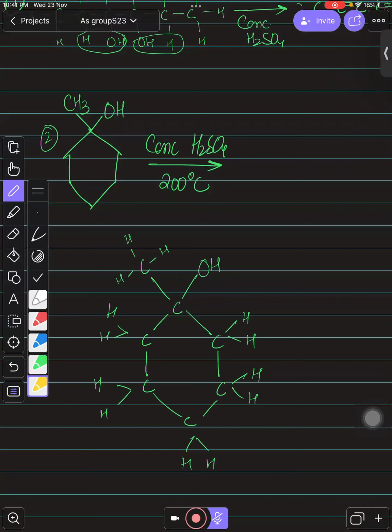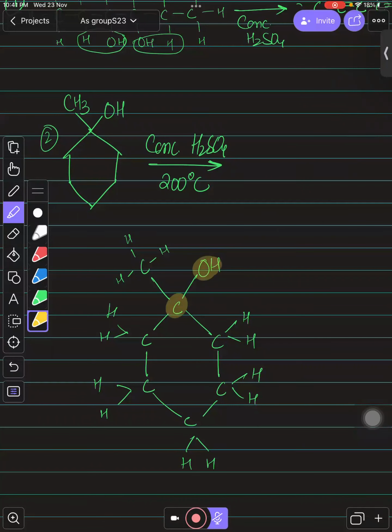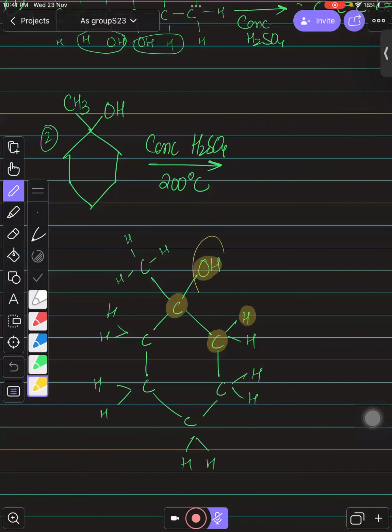Suppose you talk about this carbon having hydroxyl. The adjacent carbon has a single H, so both can be removed, and you will have the double bond over here, right? So you can even draw it like this: the hydroxyl will be removed, and the structure will be like this, right or not? Yes, sir. One more thing, let's talk about this one as well.